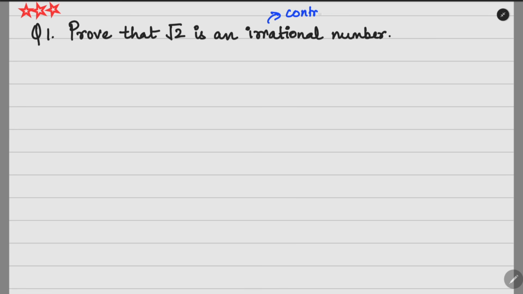What do you mean by contradiction? Contradiction refers to the fact that you have to assume the other way around. So let's begin. You have to prove that root 2 is an irrational number. So let us start by assuming that root 2 is a rational number.